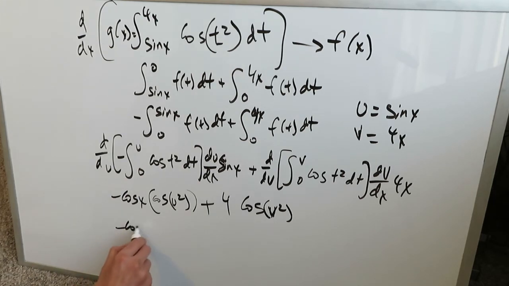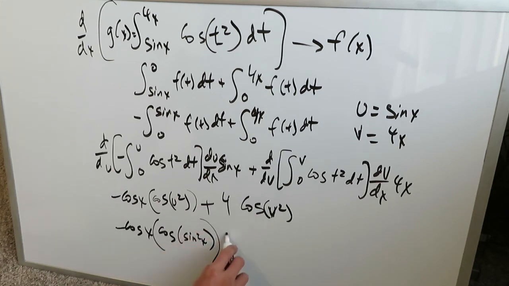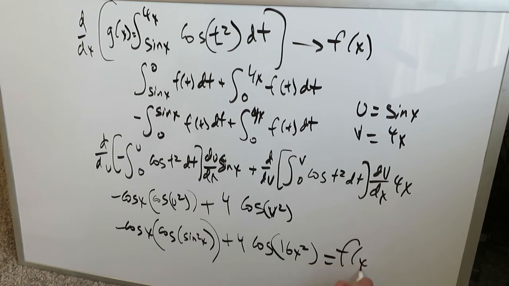You have a minus cosine x, cosine of u squared, which is a sine squared x. See, cosine of sine squared x. We can put all of this in parentheses, plus 4 cosine v squared, which is a 4x squared, which is a 16x squared. And this right here represents your final function, which would be your original function.